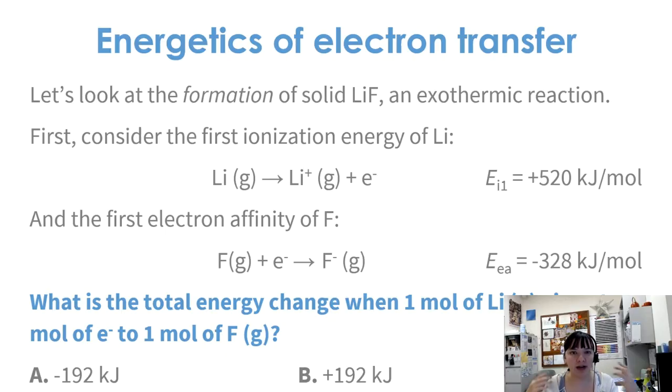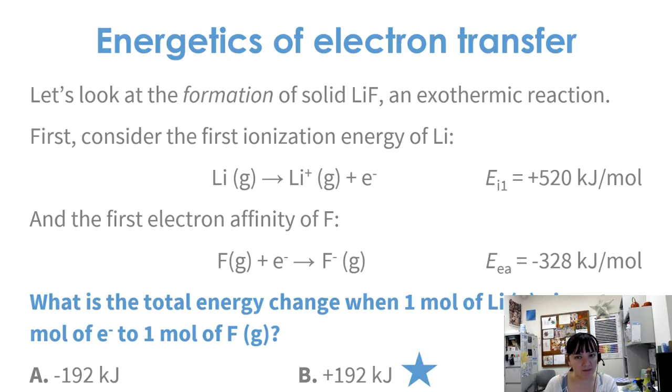So thinking back to Hess's law, if you have different steps in a reaction, energy itself is a state function. So you can just add the energy of those individual steps together, and it should give you the overall energy of the whole process. So for this case, if I have plus 520 kilojoules minus 328 kilojoules, that should leave me with a net amount of 192 kilojoules.